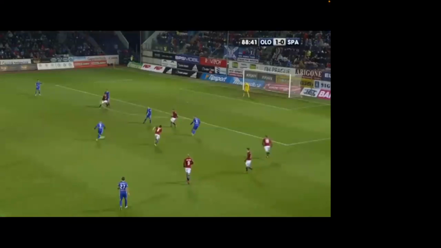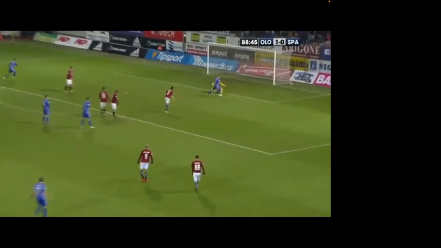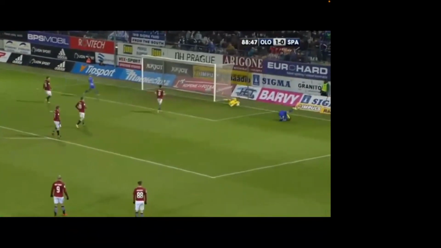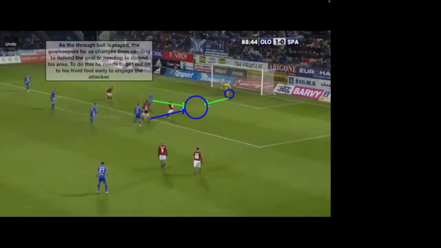So although we might not see a shot here, what Dubravka does, he limits that space. The attacker, you can see, if you do slow it down, the attacker actually goes to strike the ball and he changed his mind. So at the moment, Dubravka needs to think about defending his goal. The ball's outside the area. There's a threat of a shot. Sees this late runner. Ball's played through. He gets out onto his front foot and he starts to defend his goal.